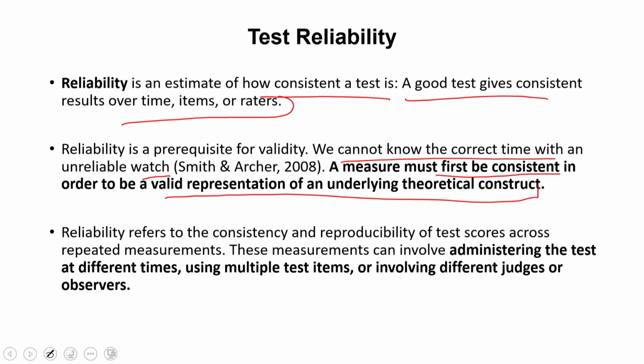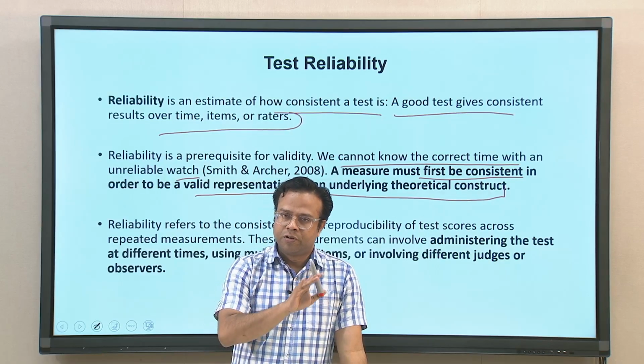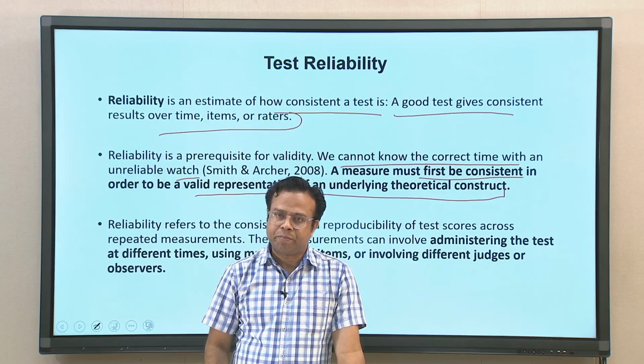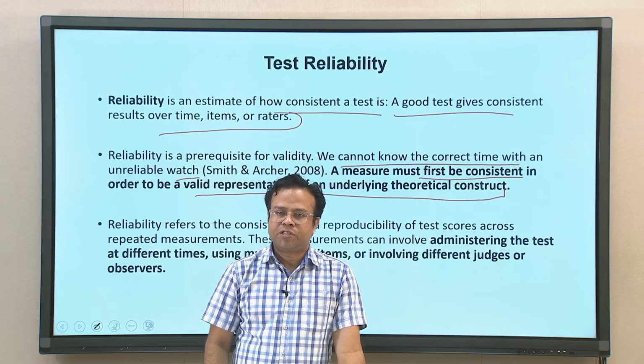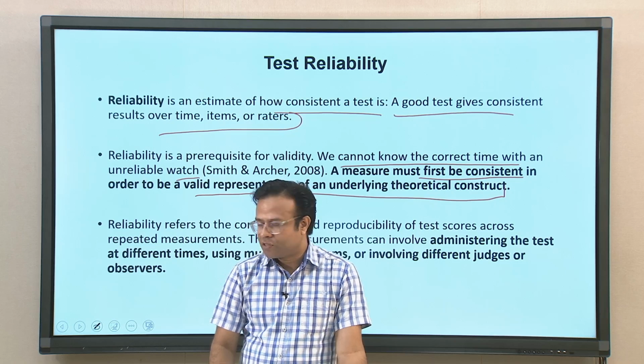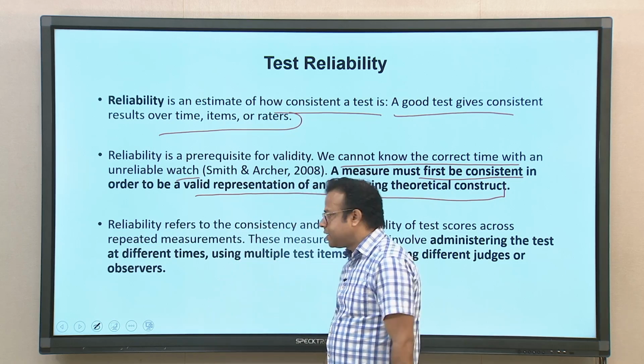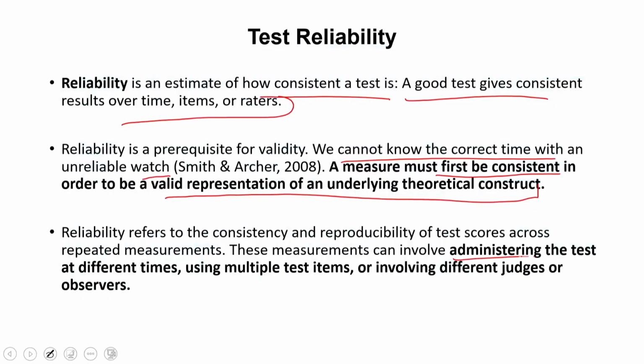So, reliability refers to the consistency and reproducibility of test scores in repeated measurements. So, this measurement can involve administering a test at different times. So, how do you establish reliability? It can be done by administering the test at different times and seeing what the correlation is. It can also be done using multiple test items of the same test or using some other test, or involving different judges and observers.